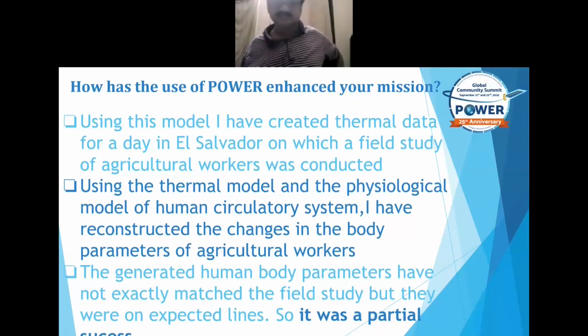The simulated thermal data is fed into a human circulatory dynamics model to simulate the thermal effects on the body parameters. The observations in the field study and the results of simulation are not exactly matching, but they are on expected lines. So I consider it a partial success.